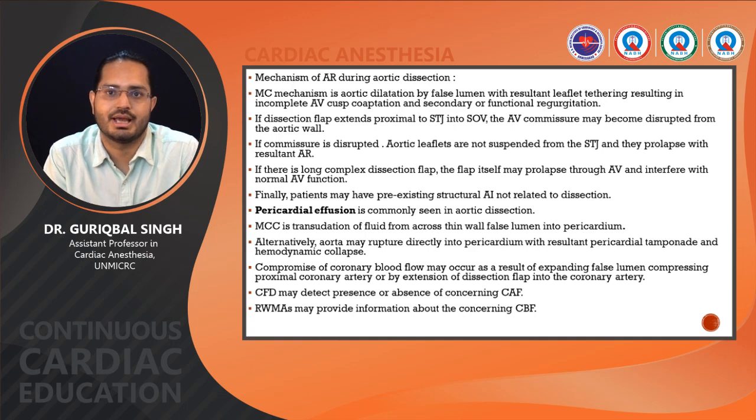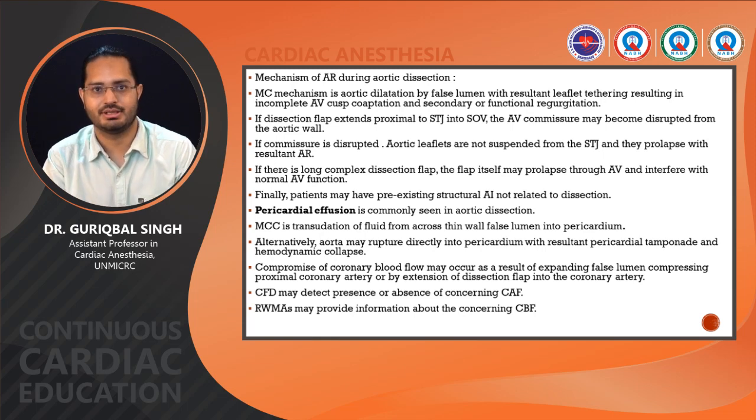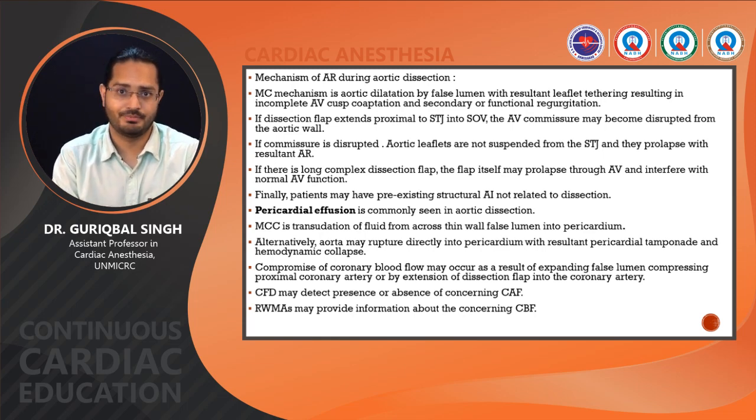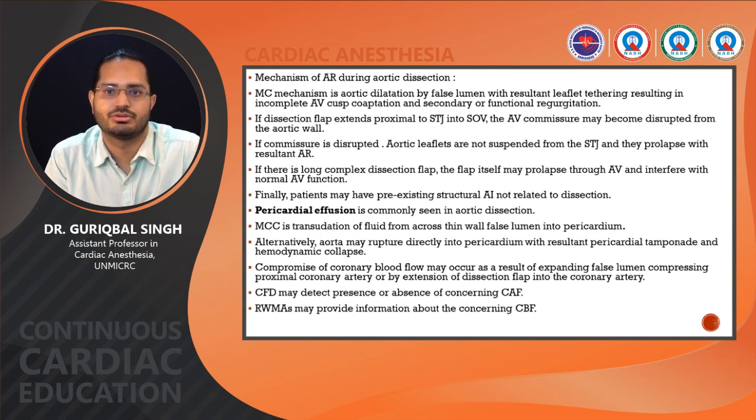Most common is dilatation by false lumen with the resultant leaflet tethering resulting in incomplete coaptation and functional regurgitation. If it extends proximal to STJ into sinuses of Valsalva, the aortic valve commissure may become disrupted from aortic valve, and if it is disrupted, aortic leaflets are not suspended from STJ and they prolapse with resultant AR.